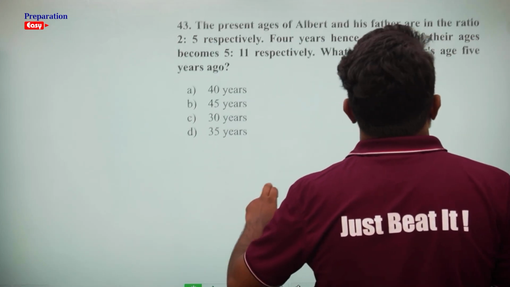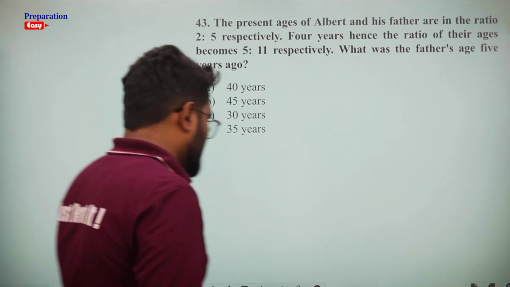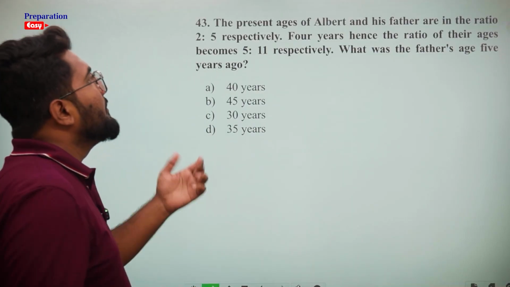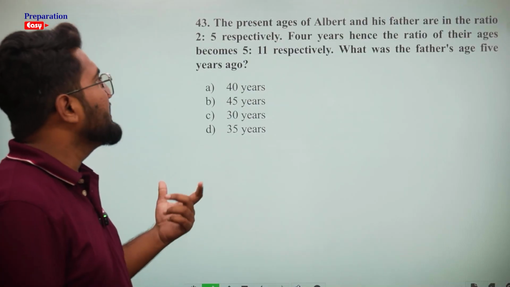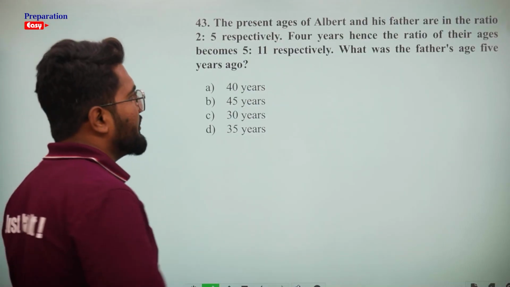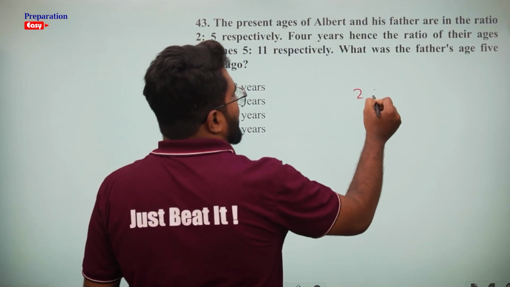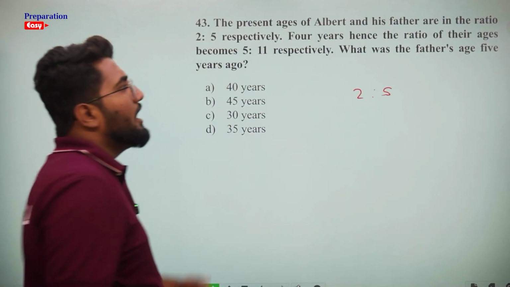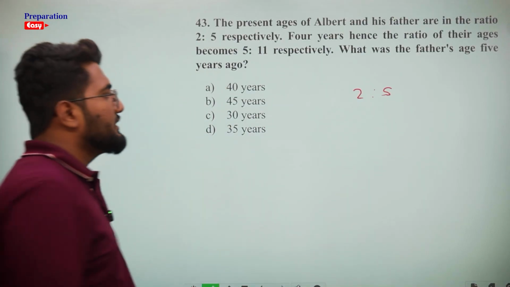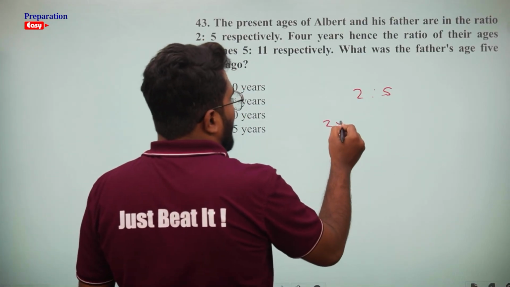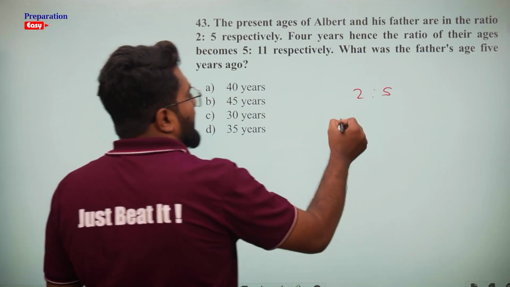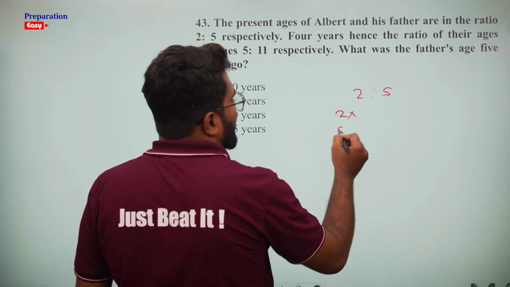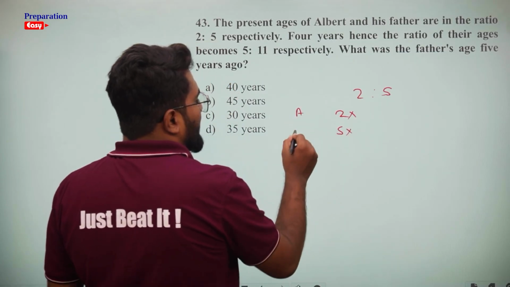So the next question is the present ages of Albert and his father. Their ages are in the ratio 2:5 respectively. What is their present age? 2:5. Okay. After 4 years, if the present age is 2x for Albert and 5x for his father.